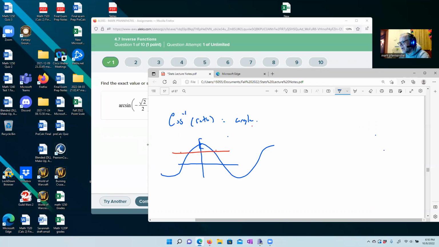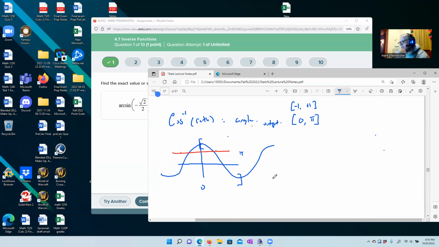So let's start here and let's stop at pi. So we're going to go from 0 to pi. So inverse cosine is going to give us a ratio. It's going to give us the angle that's in the first or second quadrant. Okay, so our answer is going to be somewhere between 0 and pi. The input argument is between -1 and +1, but the output value is going to be between 0 and pi.